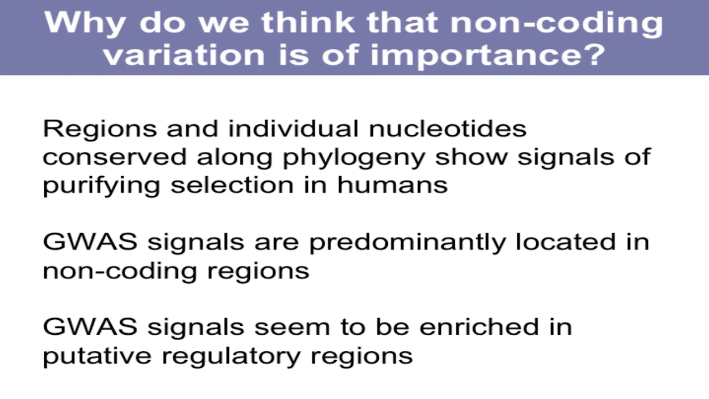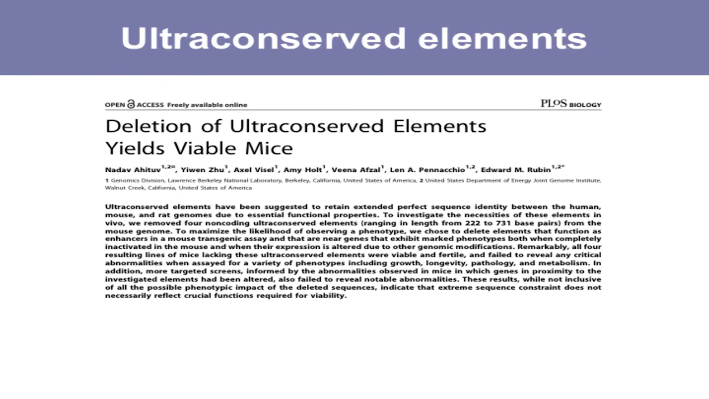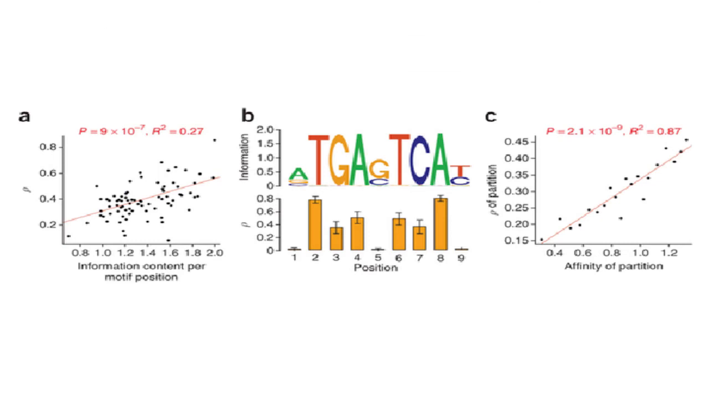Now, saying that, the story is not clear yet. We have no idea about the biology underlying conservation. There is enrichment always, but it's not like regulatory regions would always be conserved, and GWAS signals would always be located in regulatory regions or in conserved regions. There is a famous experiment by Nadav Ahituv, Rubin, Pennacchio and others, where they deleted an ultraconserved region from a mouse, and the mouse is perfectly okay. So there is no 100% overlap between evidence from evolution, evidence from genetics, and evidence from function.